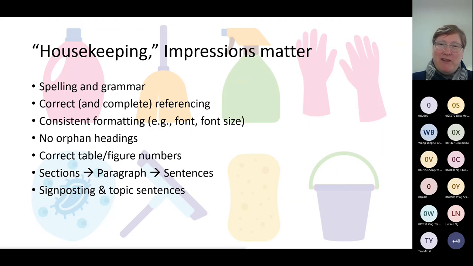Another thing is orphan headings. By orphan headings I mean headings at the bottom of the page with no text underneath. These are all very simple things. This is why I call them housekeeping. It's like tidying up before a guest arrives. You're tidying up the document so that when your marker reads it, they don't think this is a messy document. Also, correct table and figure numbers: if you're referring to a table in your text, it is the correct number of the table that is presented. And then look at the sections, the paragraphs, and the sentences.